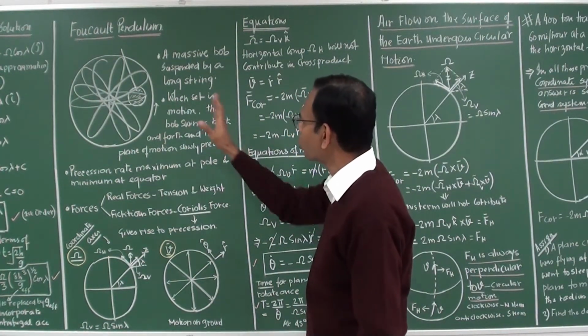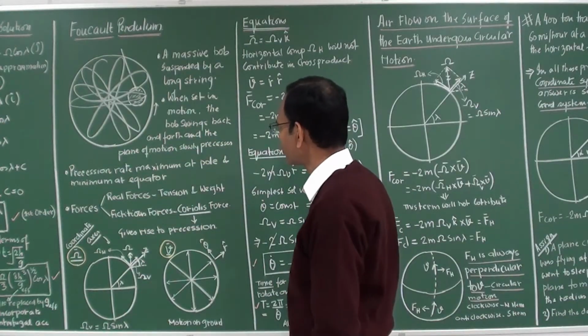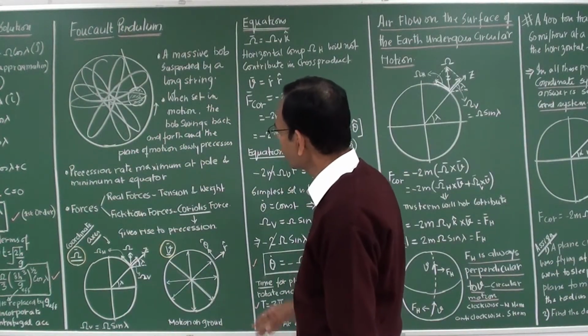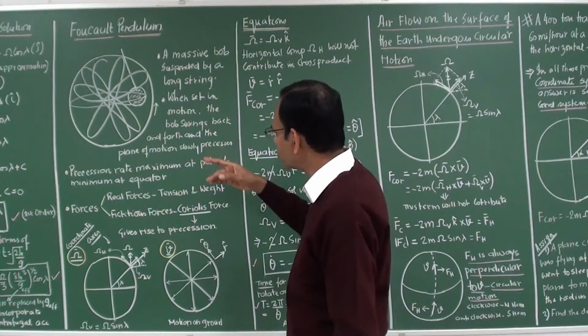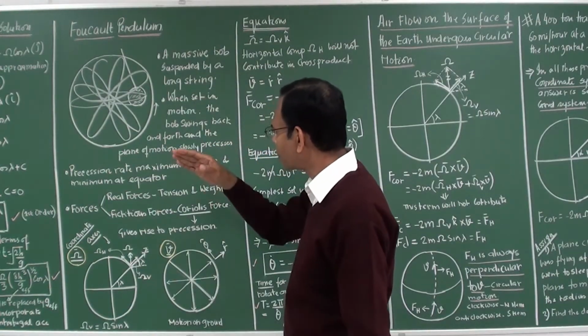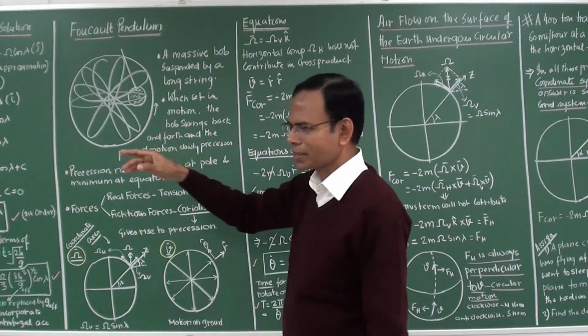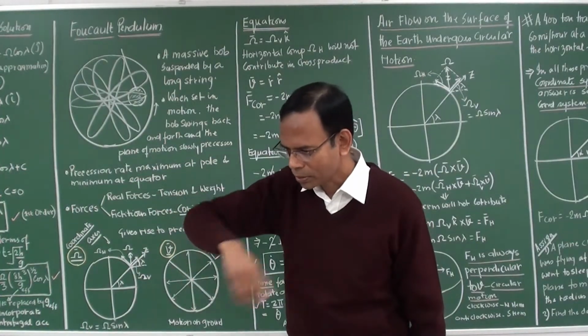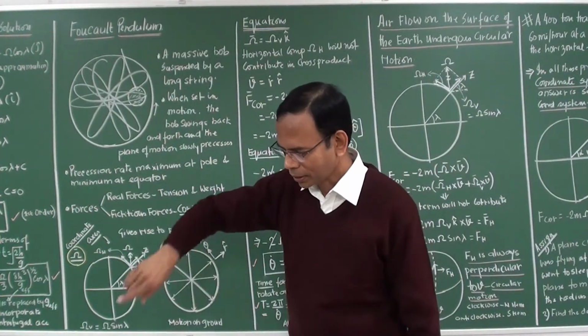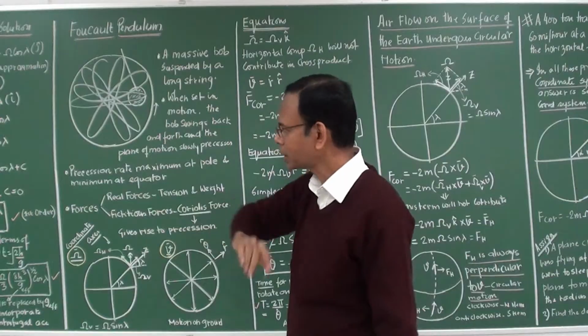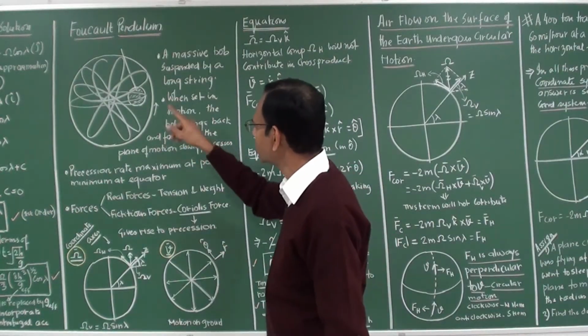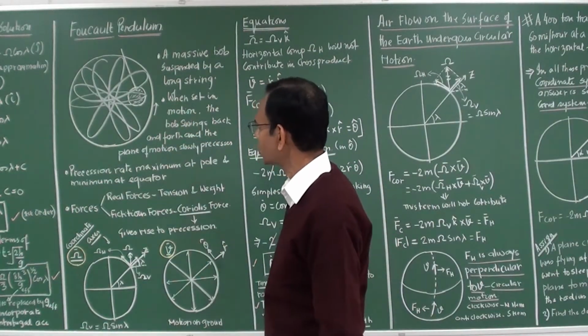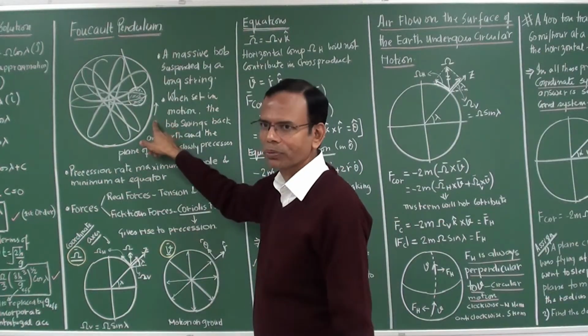So this is a Foucault pendulum, a rough diagram which I have made. Basically the bob swings and the plane of motion precesses. It is precessing, doing like this. So it is completing the whole circle. You can write omega here, or theta dot. Okay.